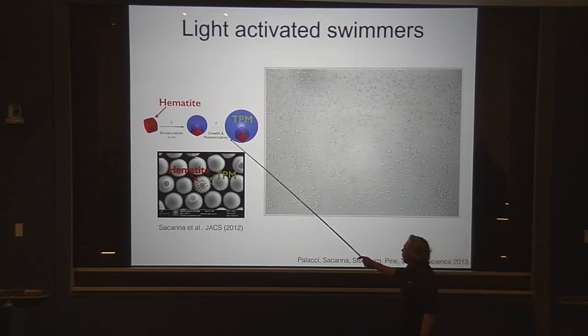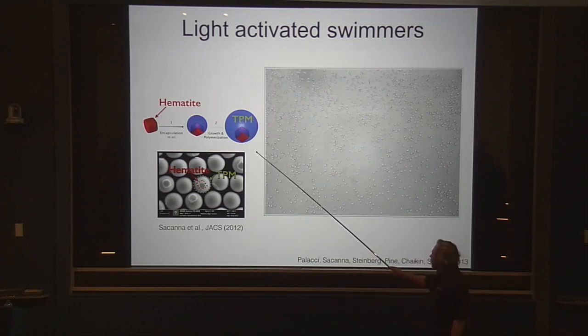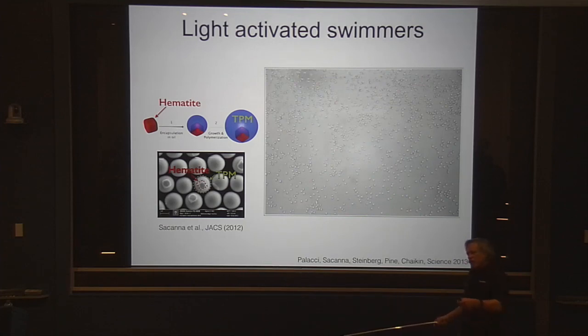This is a plastic particle made by Stefano Sacanna, who's a professor of chemistry at NYU. He sticks a hematite particle over here. Hematite is a photocatalyst. When you shine blue light on it, it catalyzes the degradation of hydrogen peroxide to water and oxygen. You get an oxygen gradient in solution. The oxygen gradient causes what's called diffusophoresis of the particles. Particles in a concentration gradient of a chemical will swim one way or another, depending on whether the surface rejects or likes that chemical. It'll swim toward a chemical it likes.